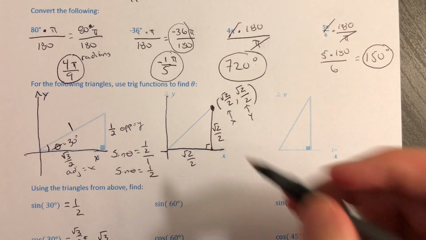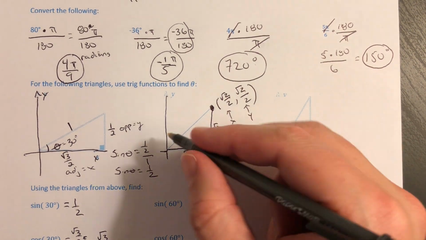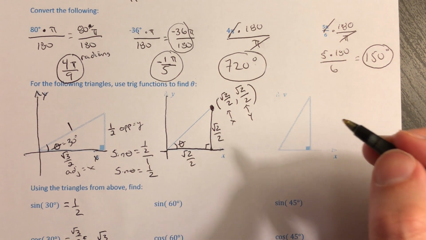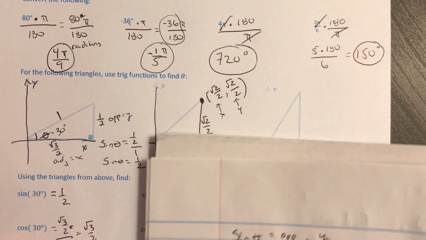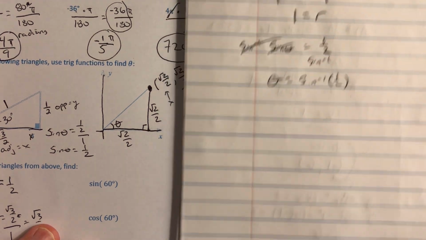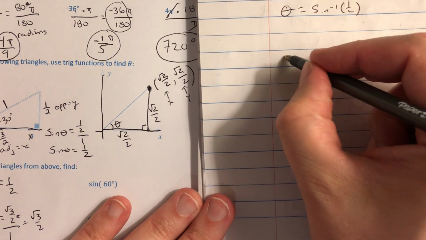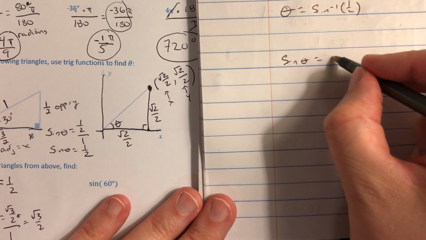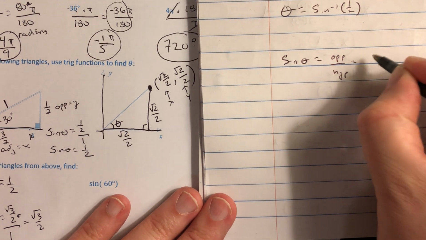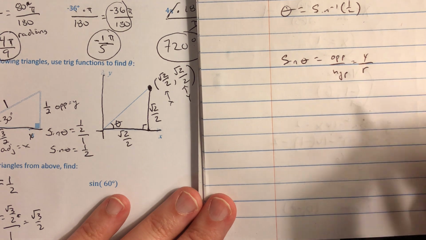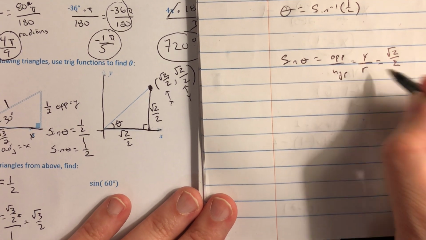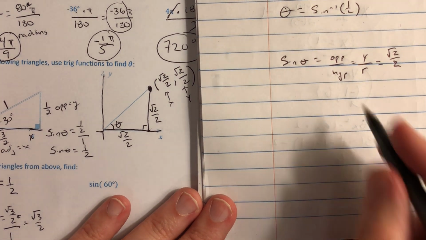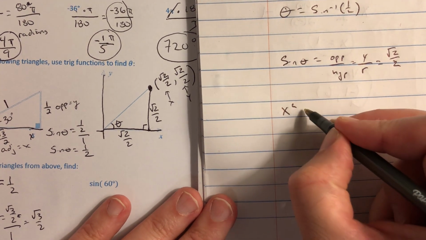Now I have a triangle where it's root 2 over 2, root 2 over 2, and I have this angle theta. Once again, we can calculate, using sine, what angle that is. We know sine of theta is equal to opposite over hypotenuse, which is y coordinate over the r value. We know that y value is root 2 over 2. Once again, we don't know that r value, so what we need to do is find the hypotenuse.